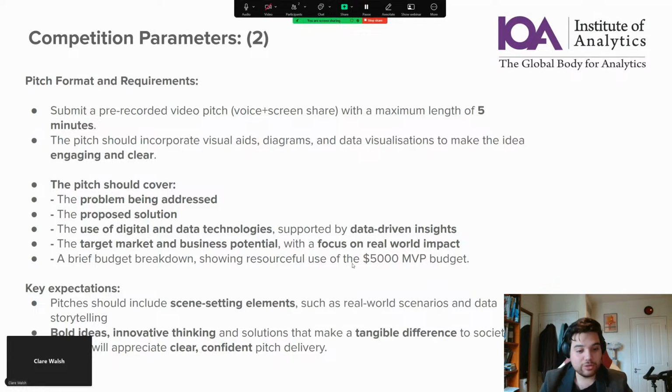Pitches should include scene setting elements. We really want to know the context of your mindset, why you're solving this specific problem, why you think this problem is such a big deal, and how your solution is unique and solves problems better than existing solutions in the real world. Bold ideas and innovative thinking really shine, so really try to be unique and stand out.